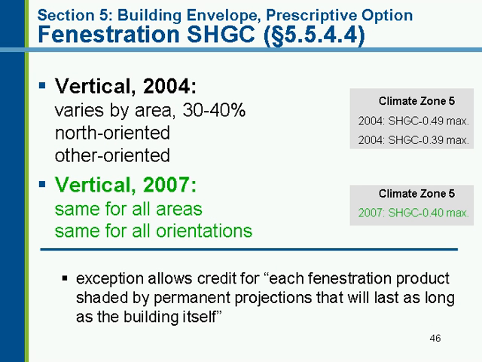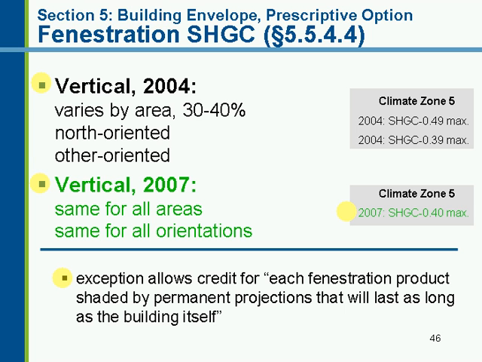For the solar heat gain coefficient, in 2004, there were requirements that varied depending on whether it was north-oriented or other-oriented. Again, paralleling the IECC, now it's the same for all areas and all orientations. For climate zone 5, 0.4 solar heat gain coefficient maximum. Also, I'll point out there is an exception here which allows you to take credit for some permanent projections that will last as long as the building itself.